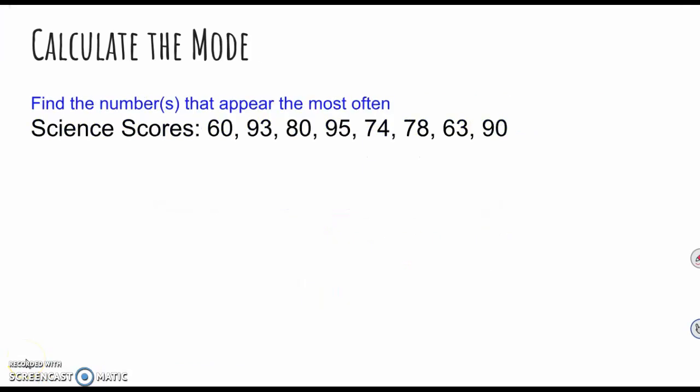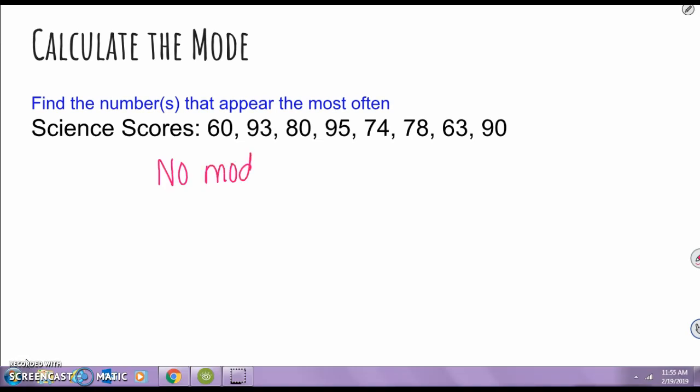Next, we will calculate the mode. Remember, mode is the number or numbers that appear the most often. You can have more than one mode if you have numbers that repeat the same amount of time. In this problem, we have no mode. None of our numbers repeat, so our answer is no mode.